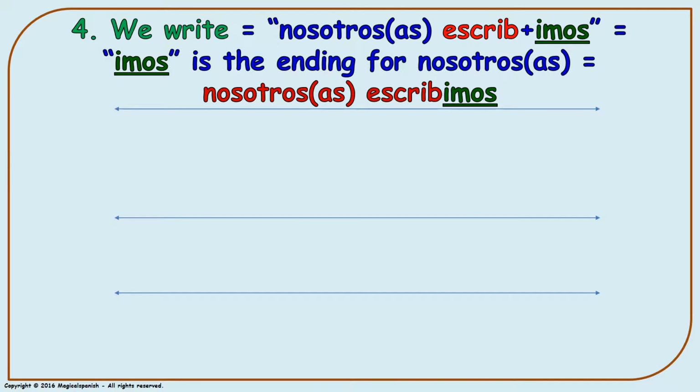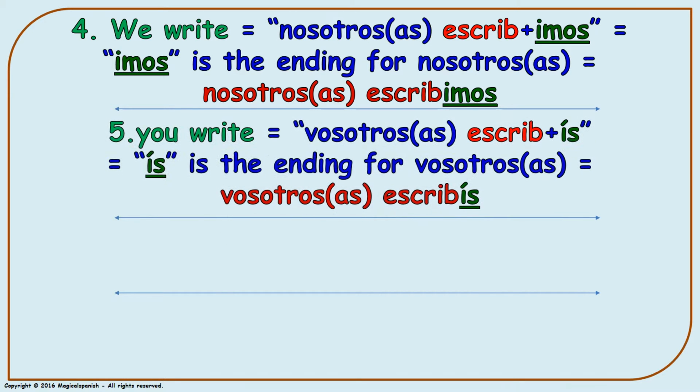Number 4. We write. Nosotros o nosotras escribimos. IMOS is the ending for nosotros o nosotras. Number 5. You write. Vosotros o vosotras escribís. IS is the ending for vosotros o vosotras.